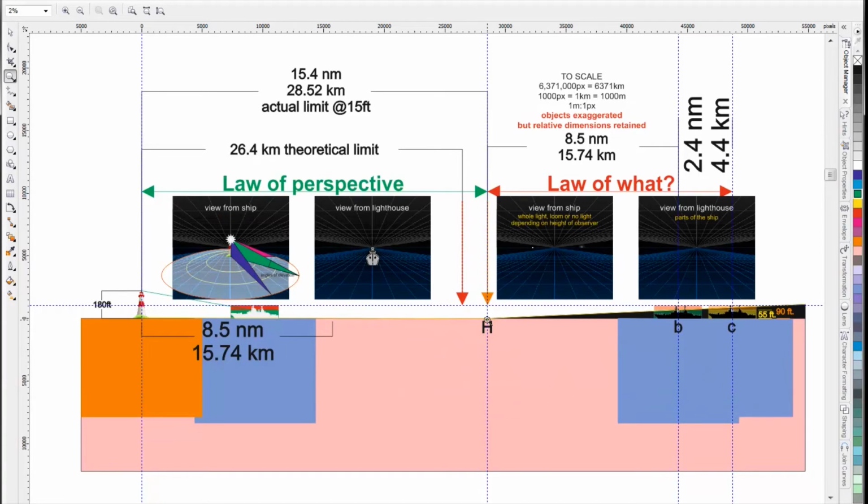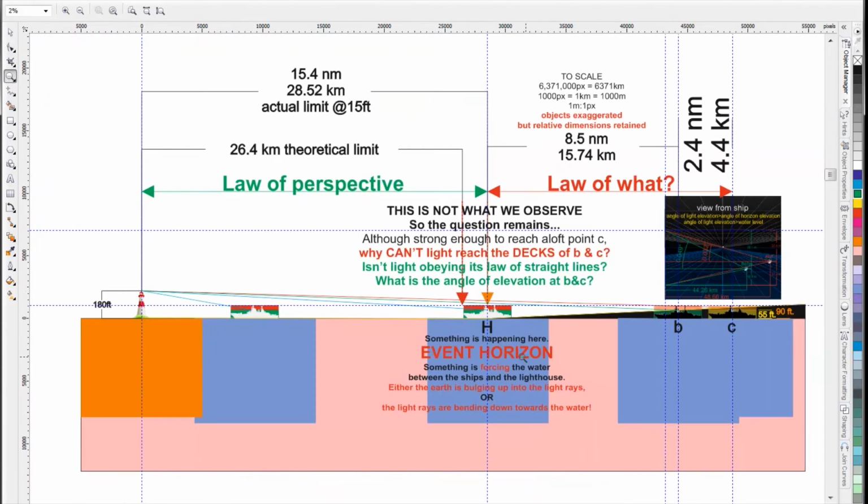So we have the law of perspective on the left side from the horizon towards the light source, where elevation angles of the light source seem to increase as we get closer to the light source, and we have the law of something else going on the right side of the horizon.